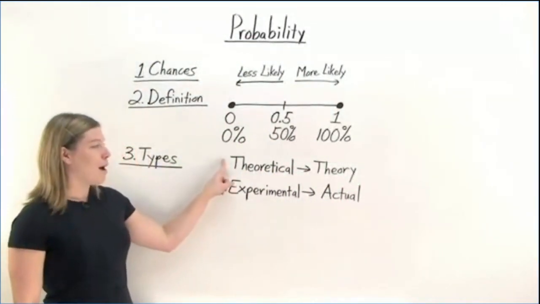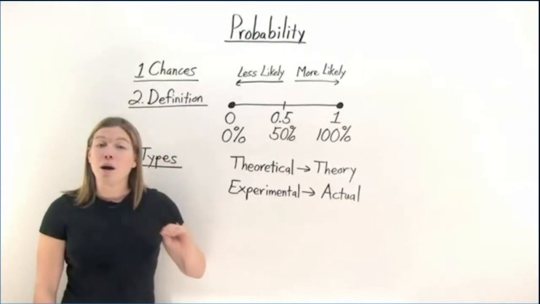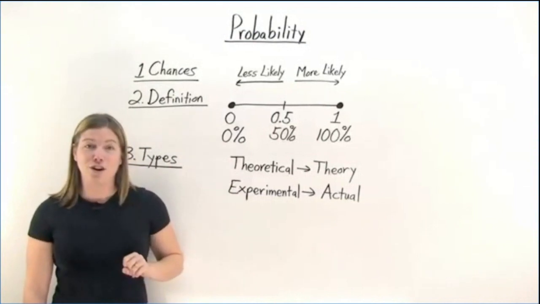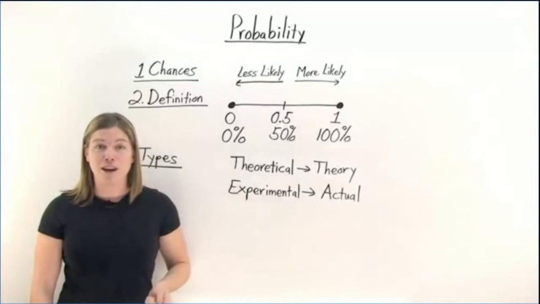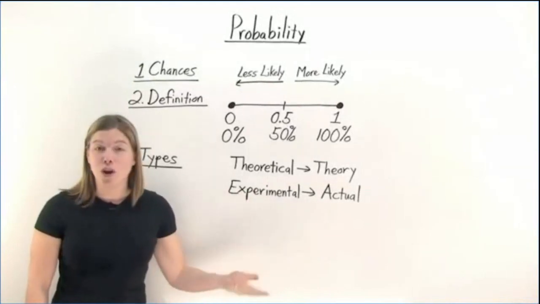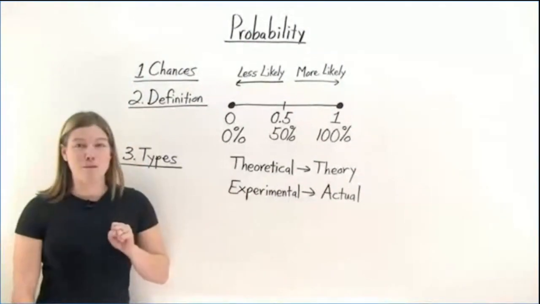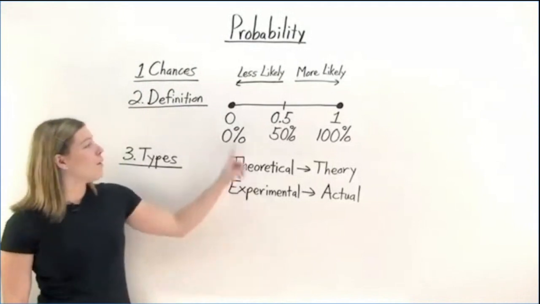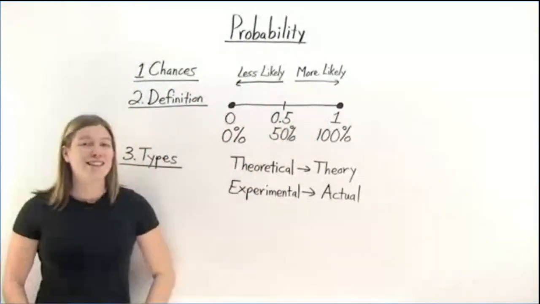To find the theoretical probability, we can take the number of favorable outcomes over the number of total outcomes. To find the experimental probability of an event occurring, we take the number of favorable outcomes that we observe from our experiment, and divide that by the total number of trials. So now we know about these 2 different types of probability. Remember, the probability of an event occurring is a number that ranges from 0 to 1 that describes the likelihood or the chance that an event will occur.